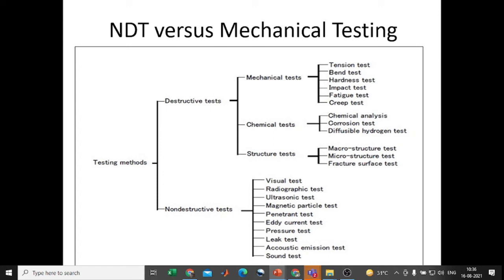So the pressure test may be called a hydro test, so that we can examine the pipe quality with the aid of this pressure test. This is also called a leak test. Okay, and then the acoustic emission test.